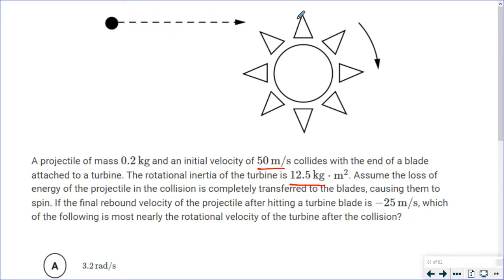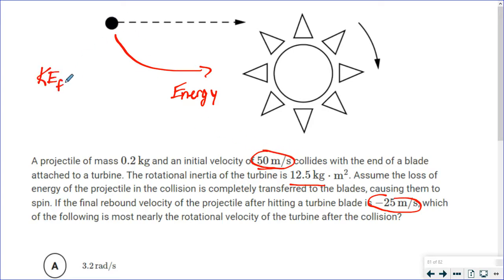If you first read this, you would be thinking momentum. But we're not using momentum because the problem tells us about the energy. So this object is going to lose energy, and it's going to transfer energy into our little sun shape here. And it causes it to spin. We have the final rebound velocity of the projectile, so we have a final velocity and initial velocity. So my change in energy for this little mass would be my kinetic final minus my kinetic initial.